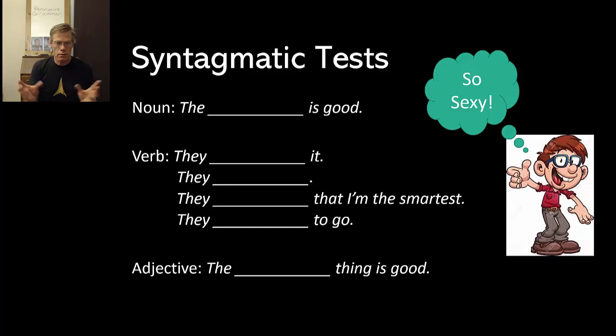Adjectives generally can come right in front of a noun. Like, for example, the blank thing is good, the tall thing is good, the big thing is good, the wonderful thing is good.